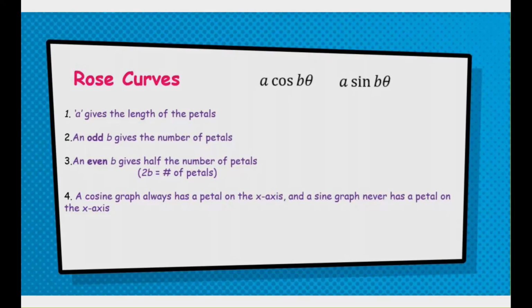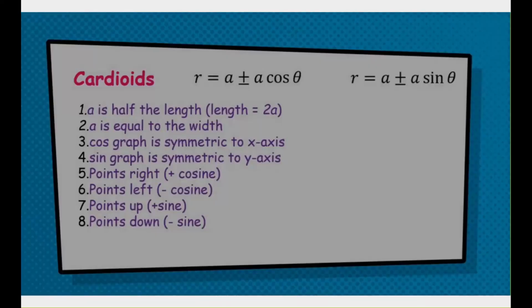So A is going to give us what you should have observed as you're going through these. The number in front of the sine or cosine gives you the length of the petals, and an odd B value gives the number of petals, an even value gives you half the number of petals. And a cosine graph will always have a petal on the x-axis, and a sine graph will never have a petal on the x-axis. So those are some patterns that you need to observe as you're going through these.